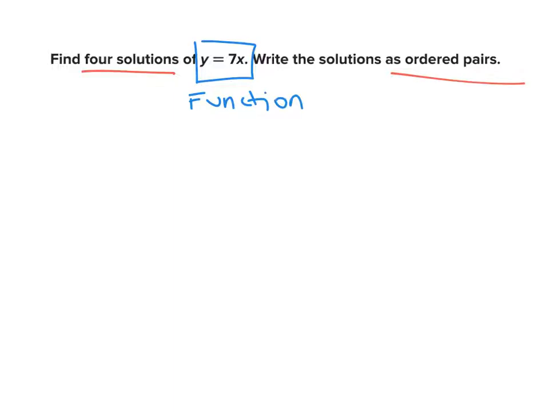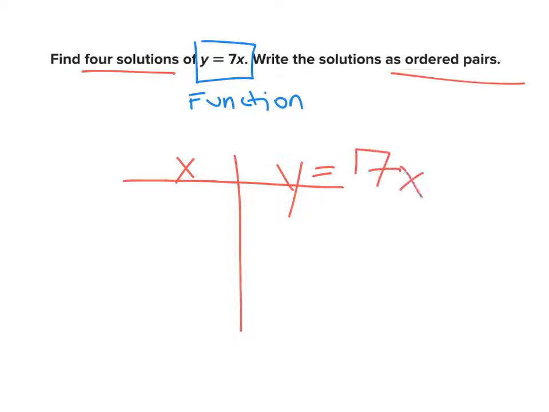So we're going to use what's called a function table. And we're going to have to draw these out since I couldn't give you actual function tables in class. Now on a function table, x is always on the left and y is on the right. And the reason for this is because we put an x into the problem and we get something else out for y. So our function is that y equals 7 times x, and we were given that in the original problem.